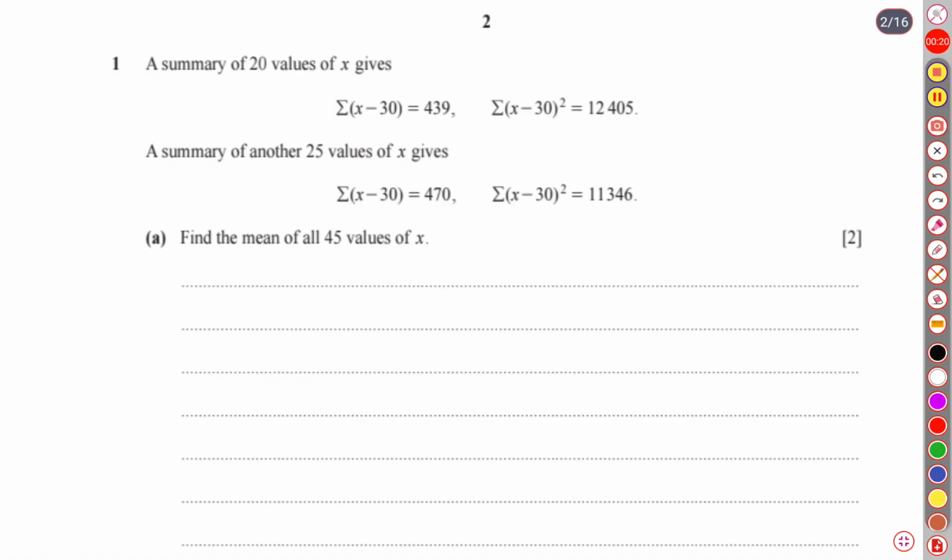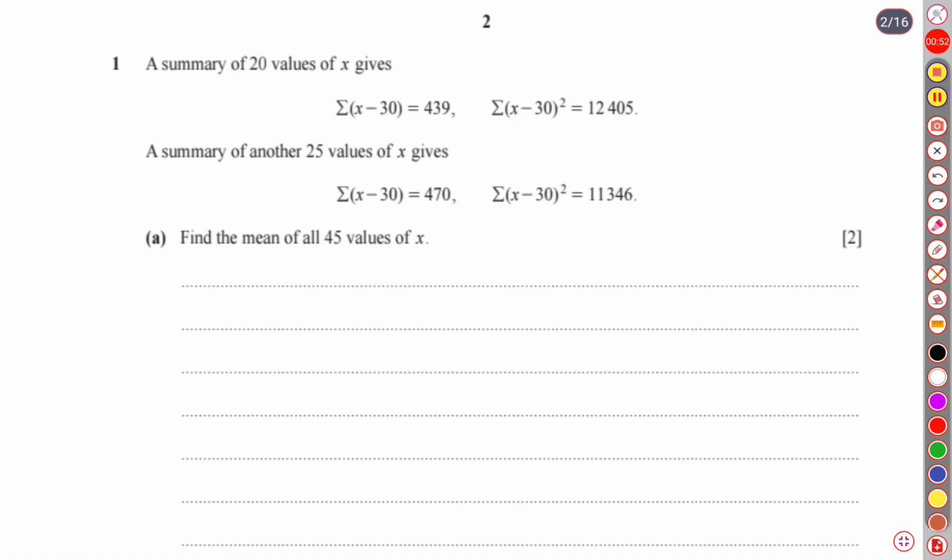It says a summary of 20 values of x gives sum of (x minus 30) equal to 439, sum of (x minus 30) whole squared is equal to 12405. A summary of another 25 values of x gives sum of (x minus 30) equal to 470 and sum of (x minus 30) whole squared equal to 11346. Question A says find the mean of all 45 values of x.